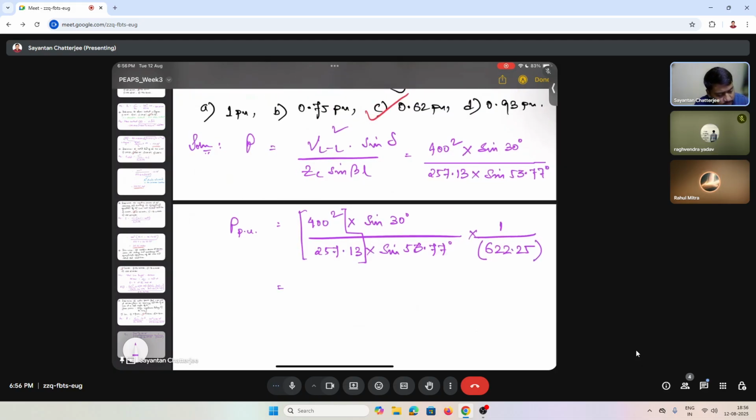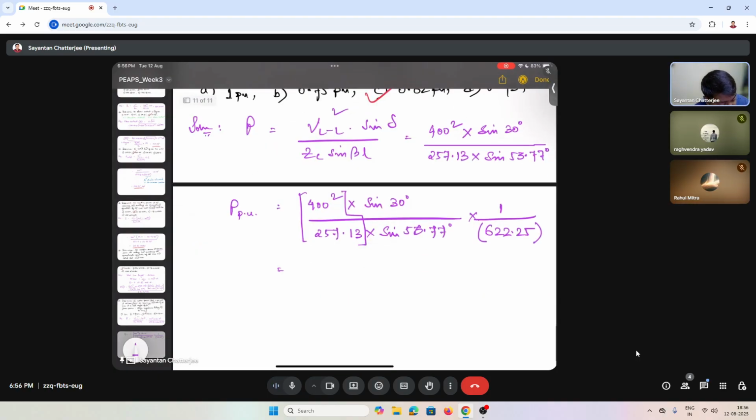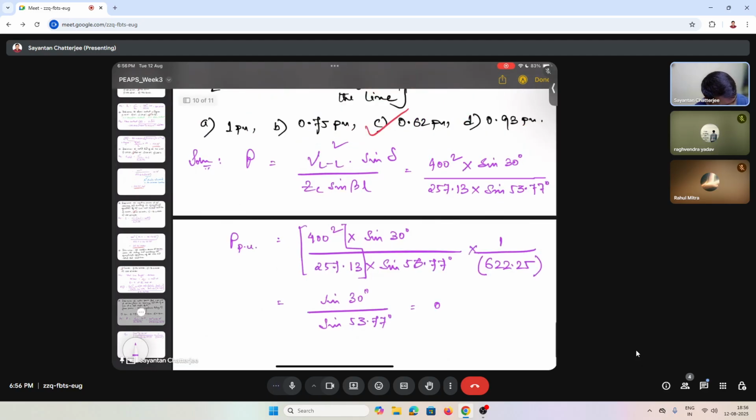No, because the angle is 30 degrees. In the other one the load angle was 60 degrees. So this answer would be sin 30 by sin 50, equal to, the value will be 0.60.